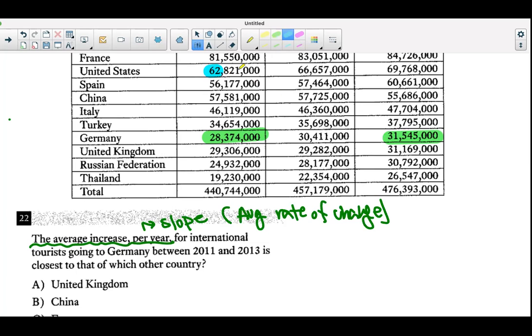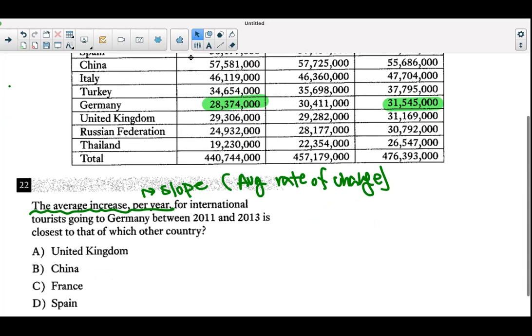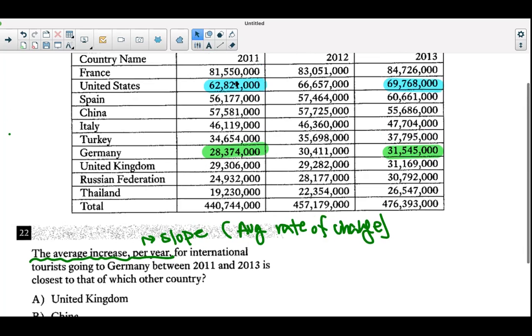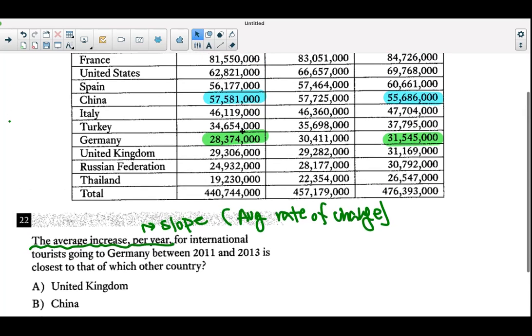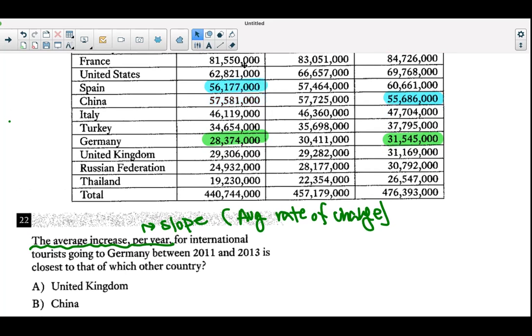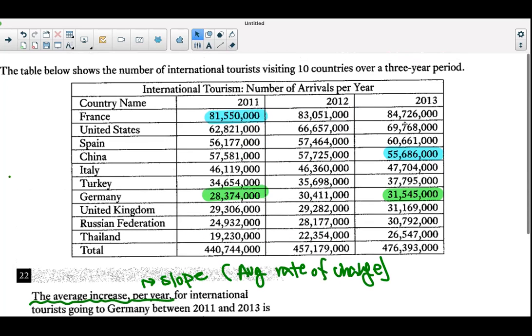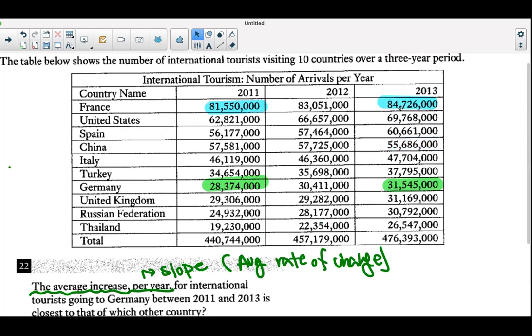United Kingdom, 62 to what? 69. That's more than 3 million, right? So that's not it. How about the next one? Next one is China. China is 57 to what? 55. It went down, so that's not it. France, 81 to 84. That's about 3. So France seems to be best so far.